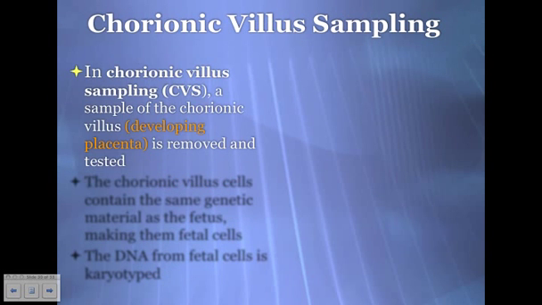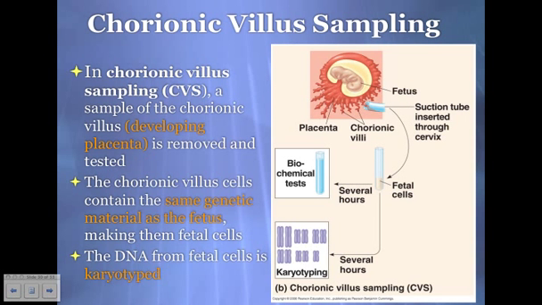The second test that can be done prenatally is called chorionic villus sampling. This is done a little bit earlier in the first trimester at about 8 to 10 weeks of development. And this is where a sample of a structure called the chorionic villus is removed and tested. The chorionic villus is actually a structure that develops into the placenta.